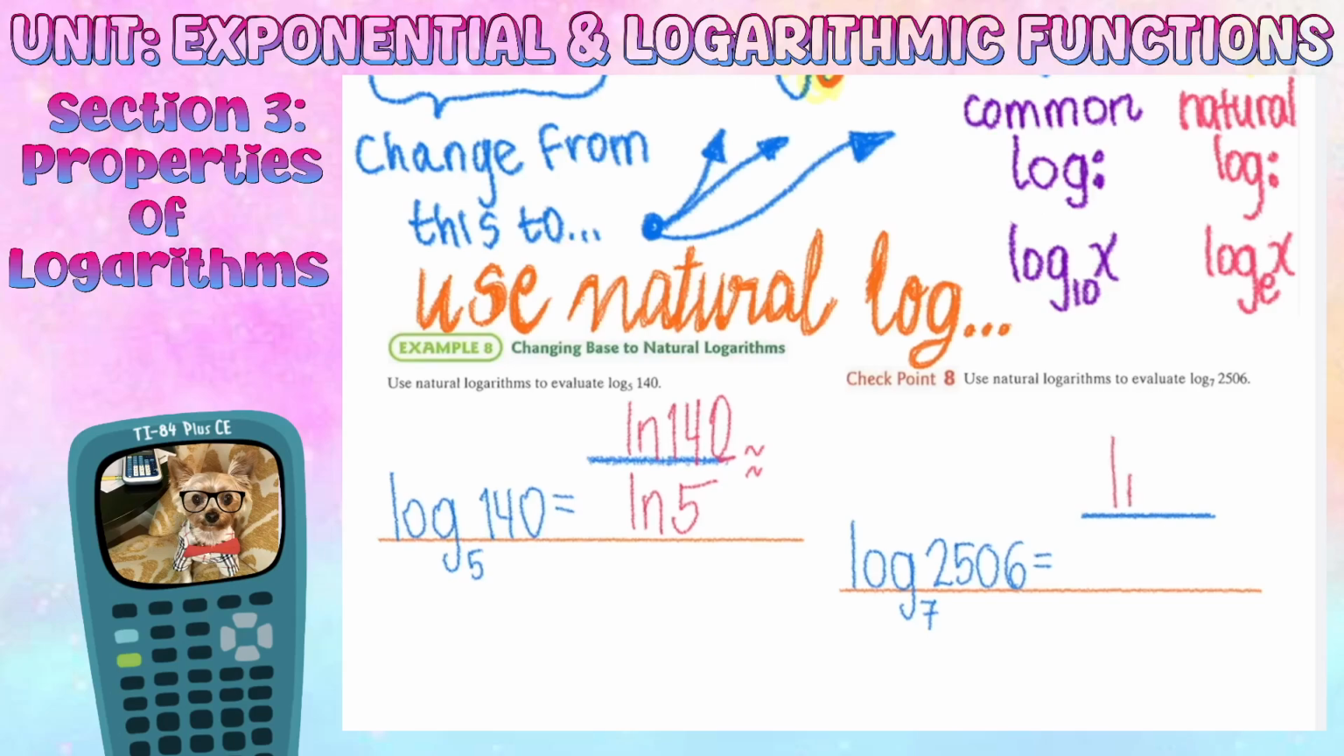And then here, same idea, you'd set it up as ln of 2506 over the natural log, or ln of 7. So let's see here, what answer should we be getting? We should be getting the exact same answer we got for example 7 if we're doing it correctly.